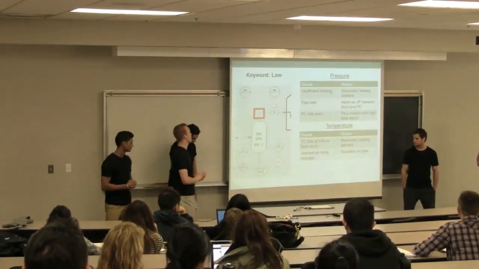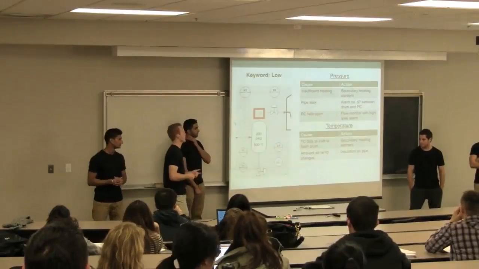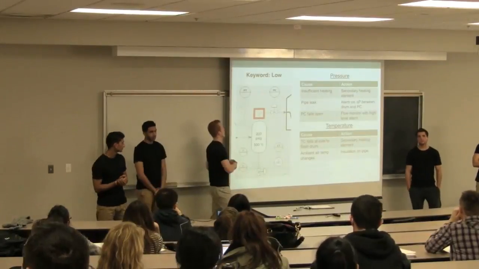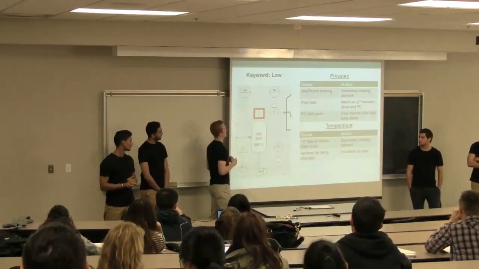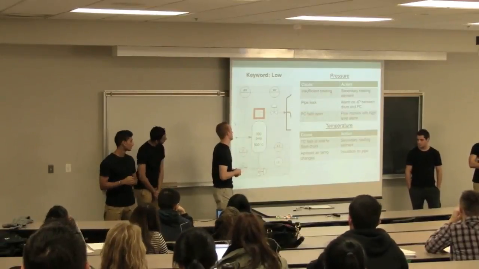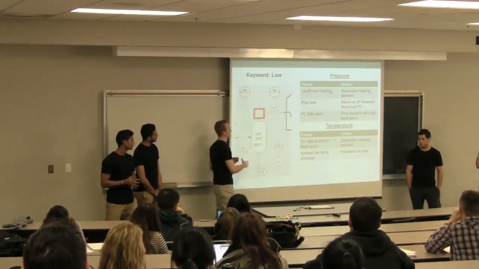Alright, moving on to the HAZOP, we looked at two keywords, low and high, and then we also took a look at pressure, temperature, and flow on the next slide. So I'll be talking about the low keyword. Our node here is right here above this flash drum. So a couple of causes of low pressure are insufficient heating. To mitigate that, we thought about putting a secondary heating element, like a jacket, around the flash drum.